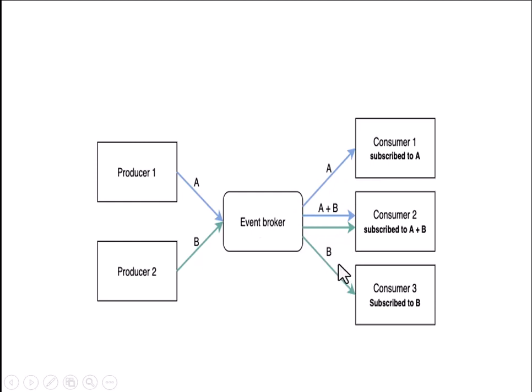to the respective consumers. Consumer 1 is subscribed to event A, so this means only A will be received by consumer 1, and B will be received by consumer 3, while both A and B will be received by consumer 2. Why? Because consumer 2 is subscribed to both A and B.